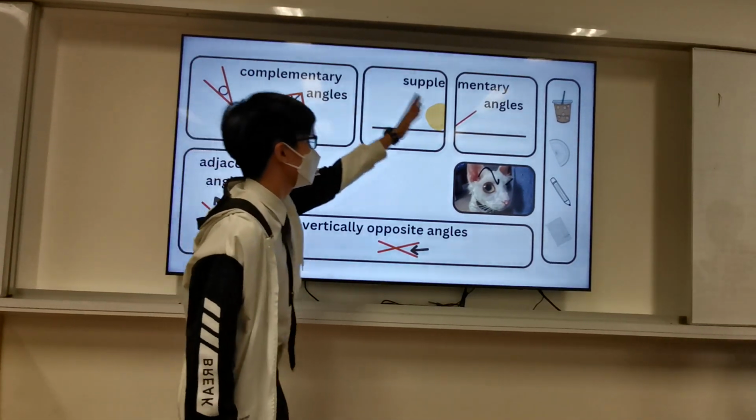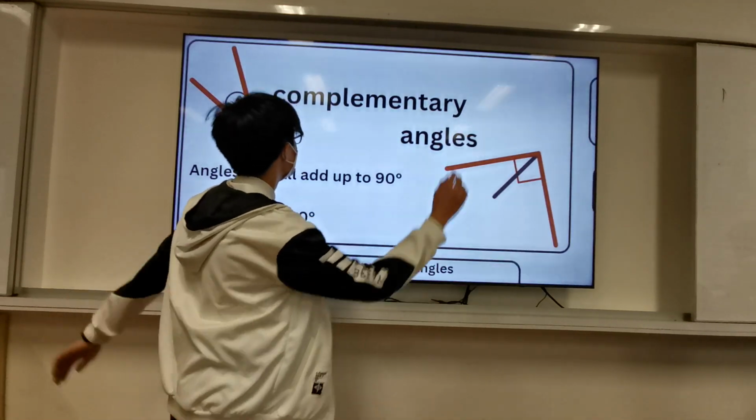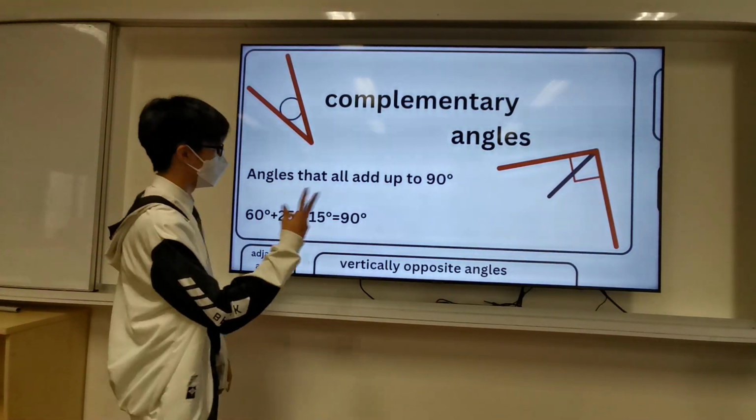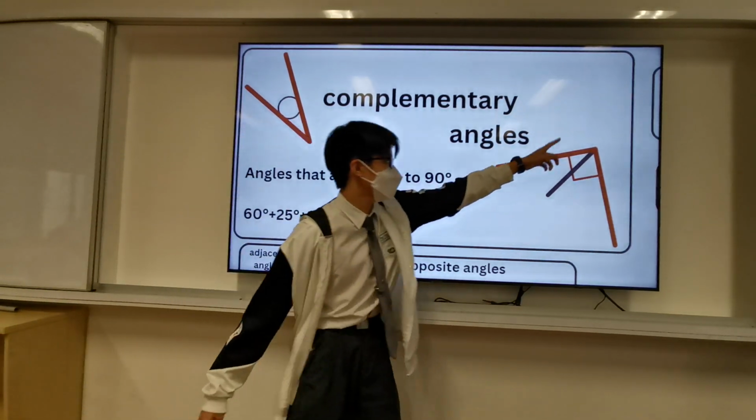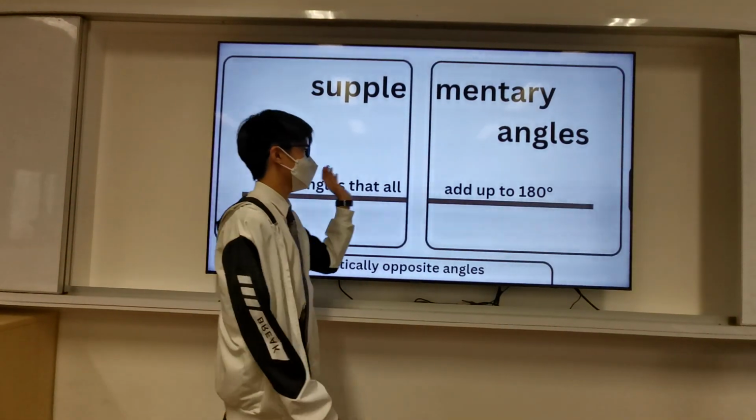Okay, these are the related angles. Complementary angles: there are multiple angles, like 2 or more, and they add up to 90 degrees. Supplementary angles add up to 180.